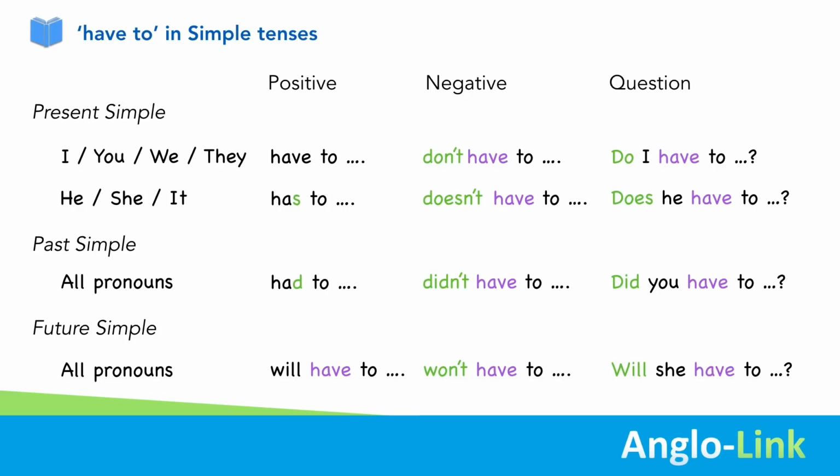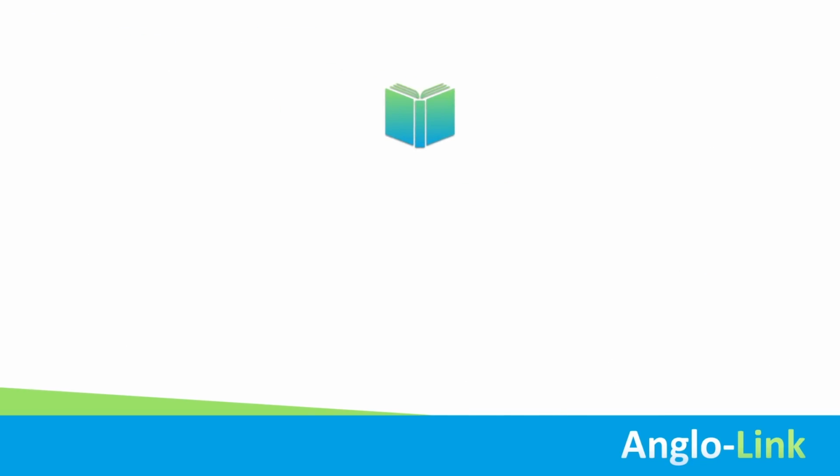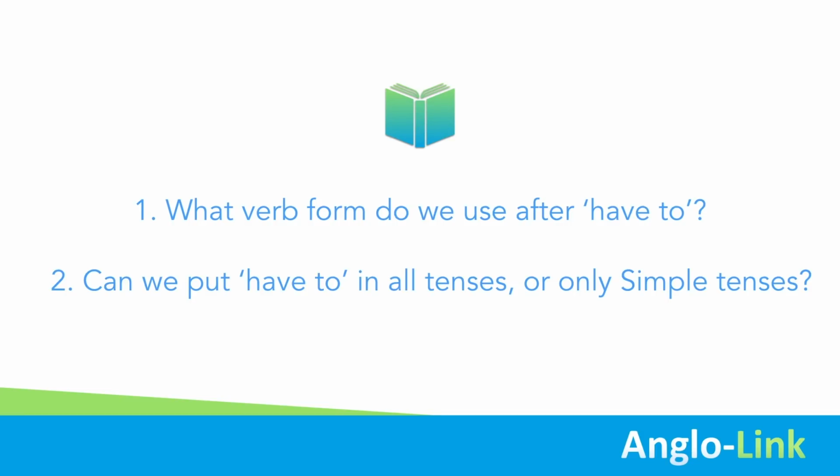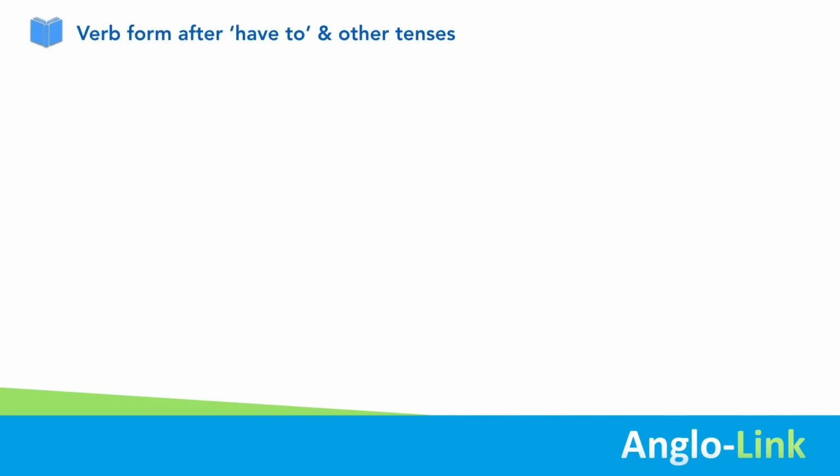Okay, before we do a summary and the exercises, we have 2 more questions to clarify. The first one is, what verb form do we use after have to? And the second one is, can we put have to in all tenses or only simple tenses? So, what do you think is the answer to the first question? What verb form comes after have to?